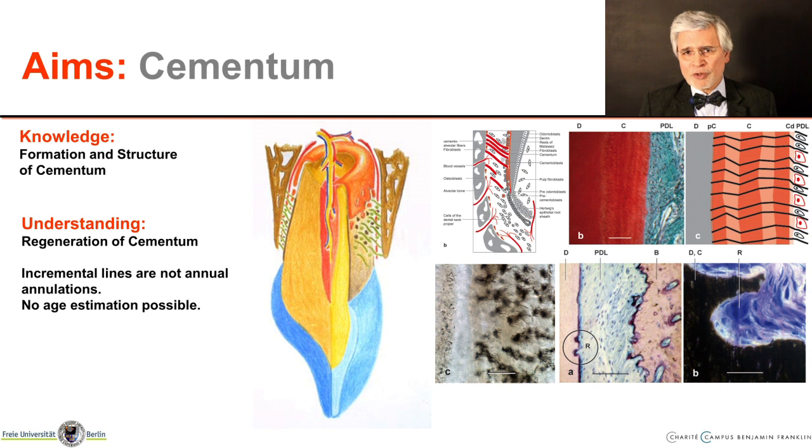In anthropology and in forensic medicine, teeth are often used for age determination because it is thought that age can be counted on the cementum lines on the root. Towards the end of this lecture, I will explain to you that is not possible.